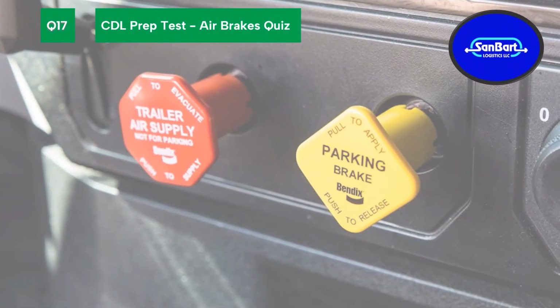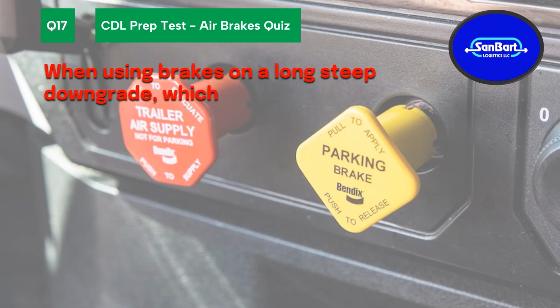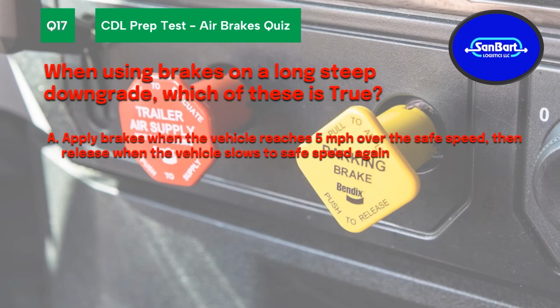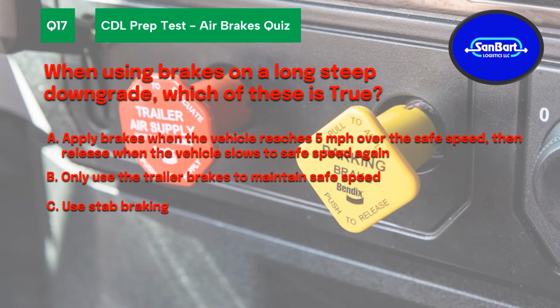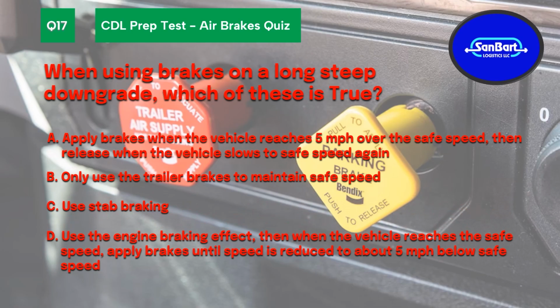Question 17. When using brakes on a long steep downgrade, which of these is true? A. Apply brakes when the vehicle reaches 5 miles per hour over the safe speed, then release when the vehicle slows to safe speed again. B. Only use the trailer brakes to maintain safe speed. C. Use stab braking. D. Use the engine braking effect, then when the vehicle reaches the safe speed, apply brakes until speed is reduced to about 5 miles per hour below safe speed.